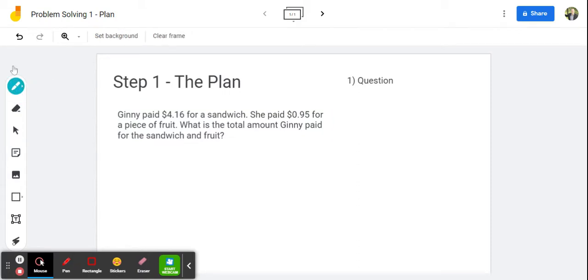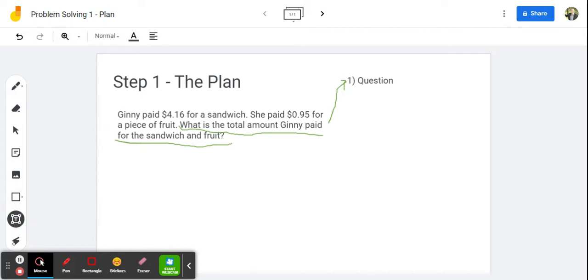So first, let's identify our question. We can do this in green. And to find our question, we're looking for the who, what, when, where, how. And sometimes punctuation helps us. But what's it asking us? Well, Ginny paid $4.16 for a sandwich. That's a statement. Let's keep going. Okay, here's that special word. What is the total amount Ginny paid for the sandwich and fruit? There's our question. And we'll put a little arrow up here so we remember.